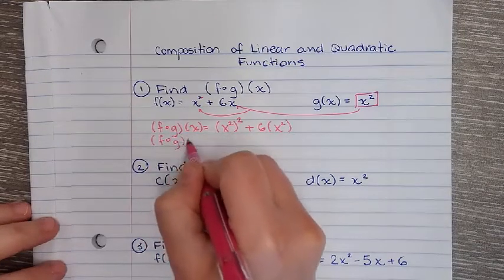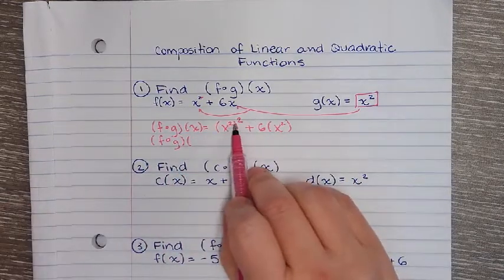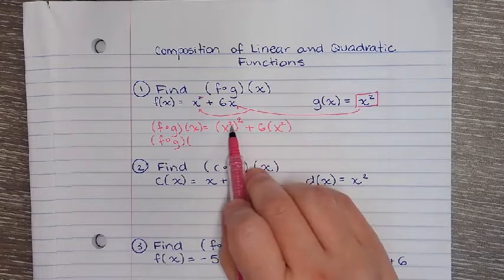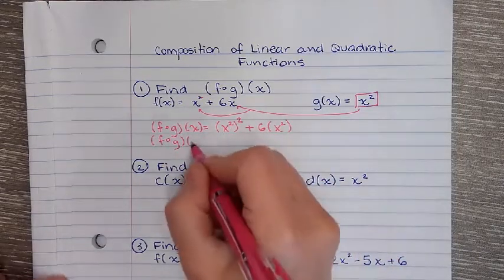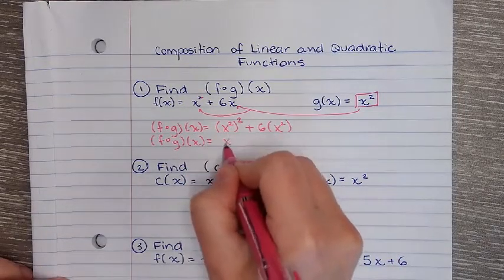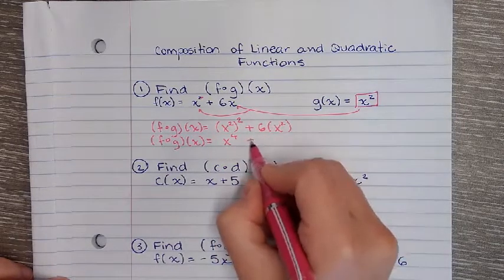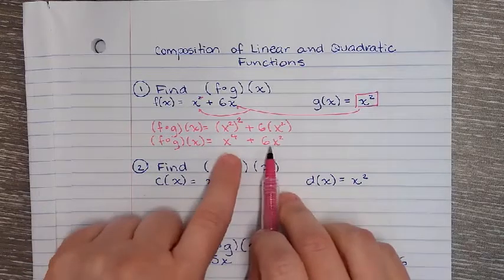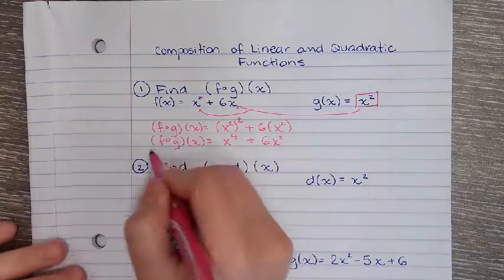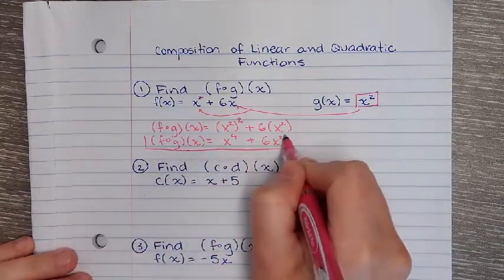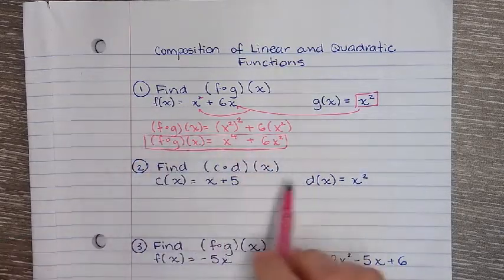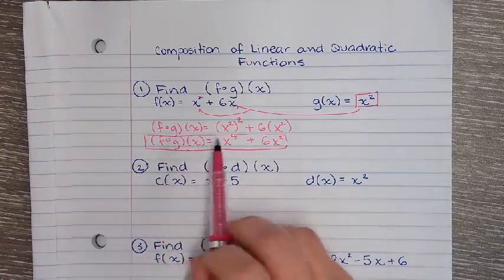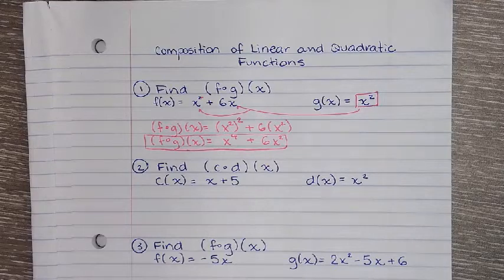Now I'm going to apply the exponent rules. So when I have a power raised to another power, we multiply. So 4 right there. And then I'm just multiplying 6 times x squared. There's nothing else I can do to simplify that, make that function look better. So that's it. F composes g of x, and that's my new function.